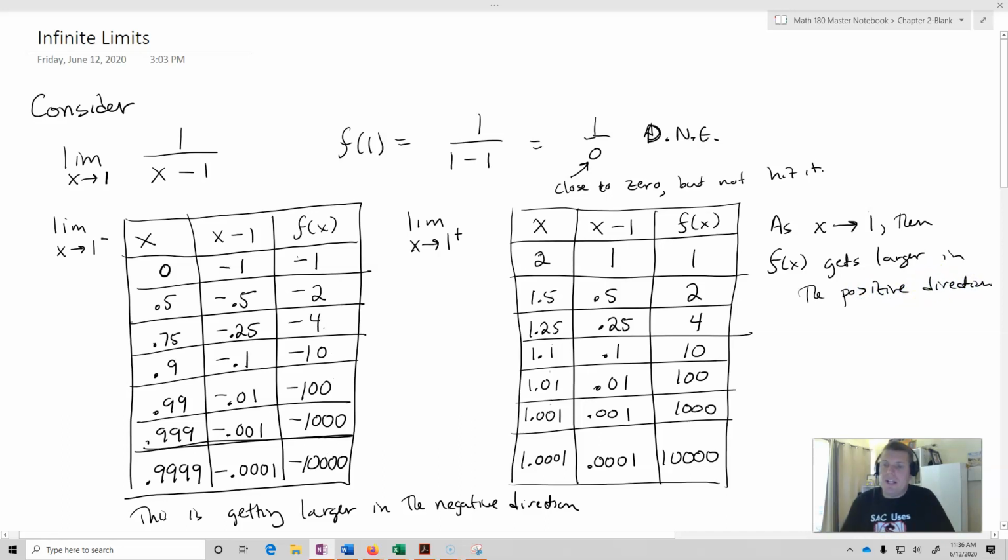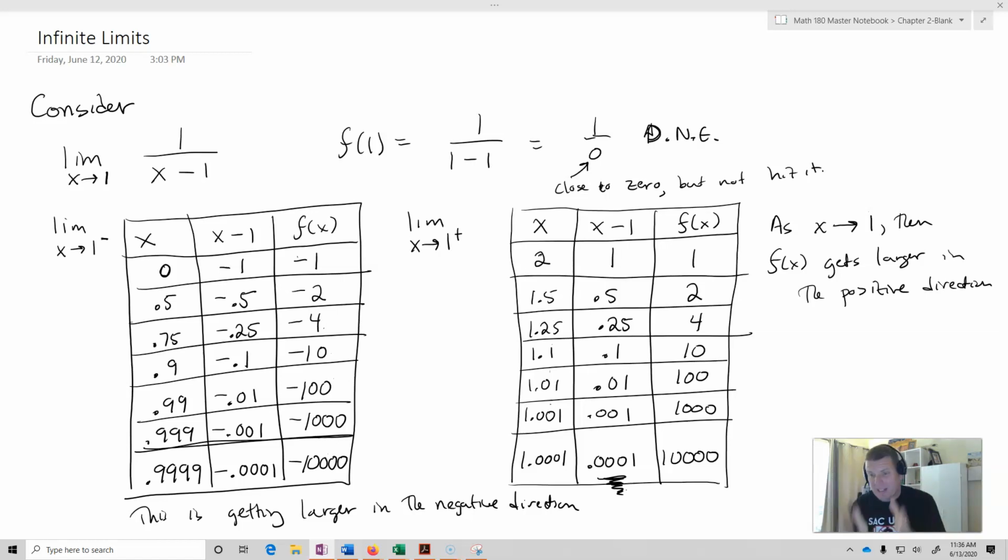Now, the question is, as I get really close to 1, this value here is going to get smaller and smaller and smaller. So x minus 1 gets smaller, right? And f of x thus is going to get bigger. Because, if you remember from algebra, we have inverse variation, right? As x minus 1 gets smaller, f of x is going to get bigger. They're going to go in opposite directions, right?